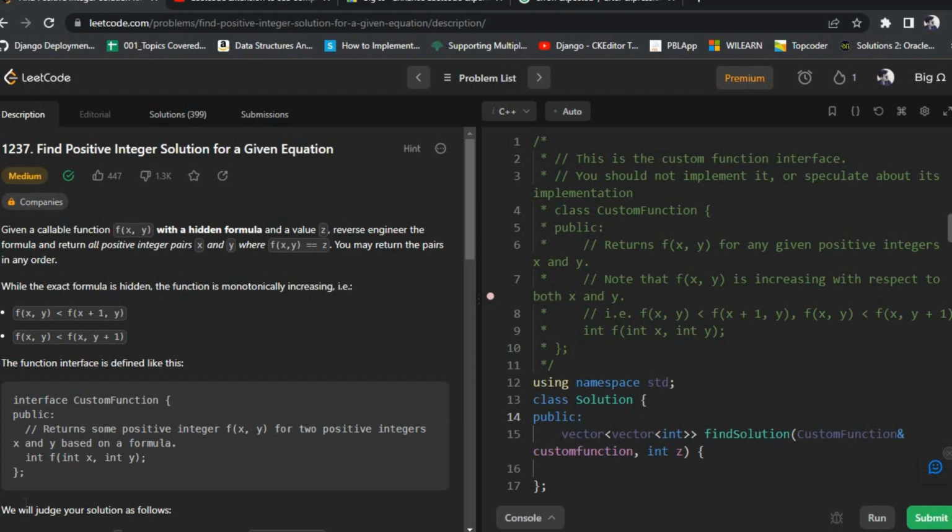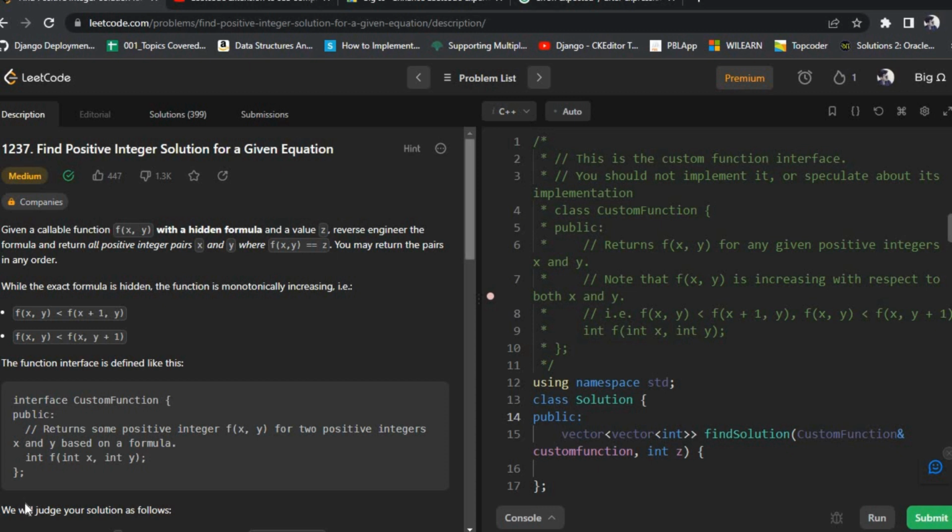It says that, given a callable function f(x, y) with a hidden formula and value set, reverse engineer the formula and return all positive integer pairs x and y where f(x, y) is equal to z. You may return the pairs in any order. Okay, we have to return the pairs in order.